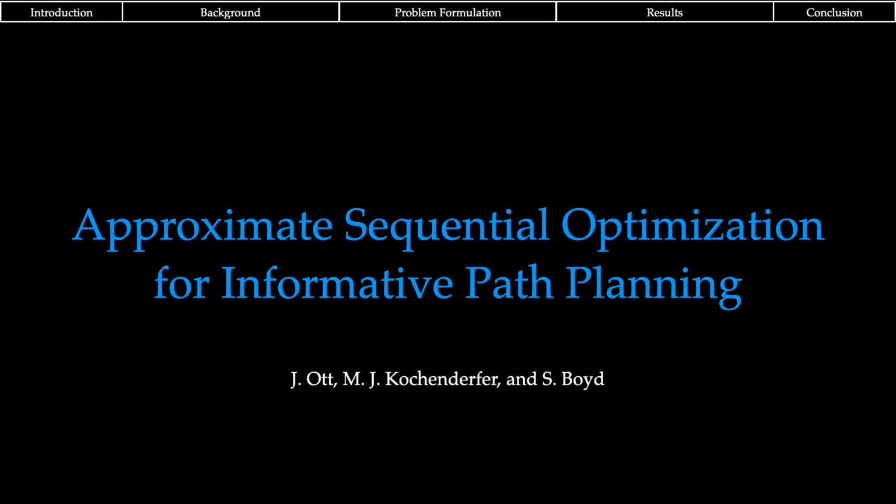This work is focused on approximate sequential optimization for informative path planning. And we have completely open sourced all code that was used in this work, and it's available at the following repository link. So this work is focused on solving both the adaptive and non-adaptive versions of the informative path planning problem over long horizon trajectories and extremely large graph sizes.